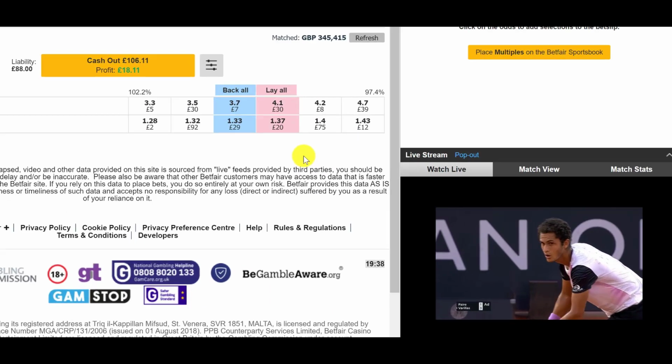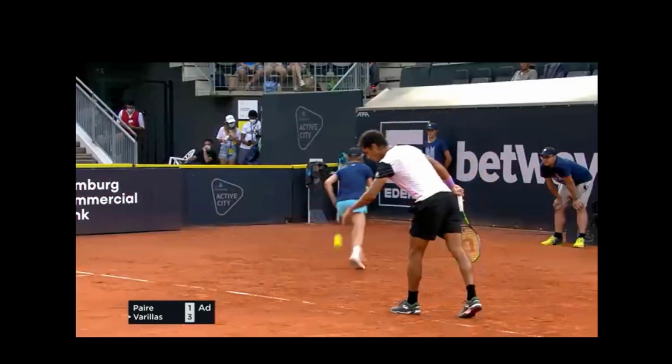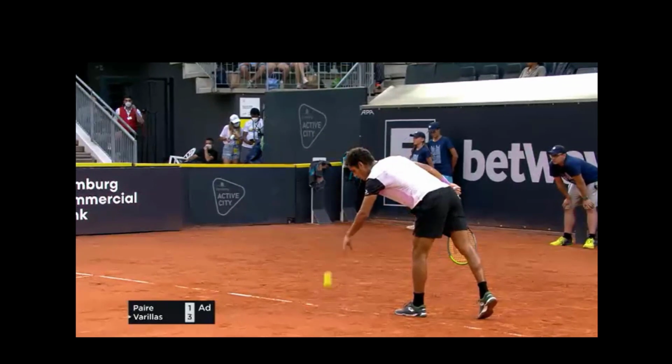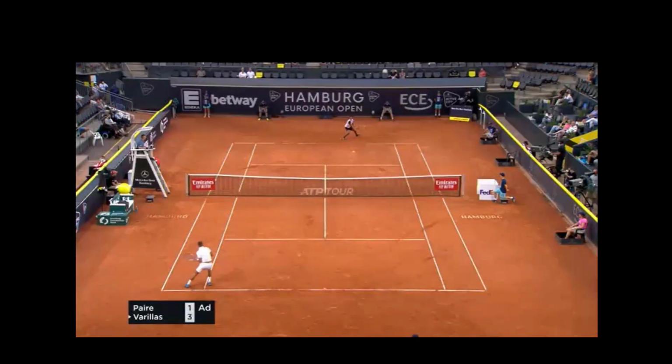Let's see if he can get it. Not a great first serve. Let's see if he can convert the second serve. Otherwise, we should be back level, and then we should be able to lock in our profits.